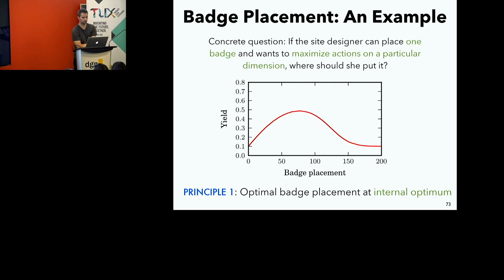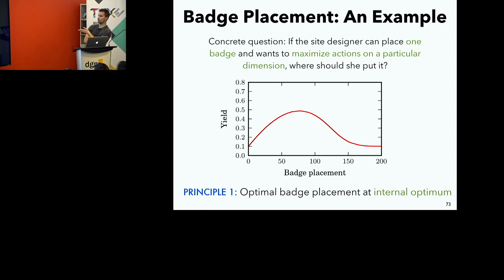Great. Okay. So how should I place badges? This is maybe the easiest example. If I have one badge and I want to maximize the actions on a particular dimension, where should I put that badge? Exactly where you should put the badge always depends on the parameters in your question, like how much users value the badge and so on. But let's say everyone has a fixed value for a badge, and I'm going to choose one of the dimensions to put a badge on. The only thing I can do is vary the threshold at which I'm going to give you the badge.